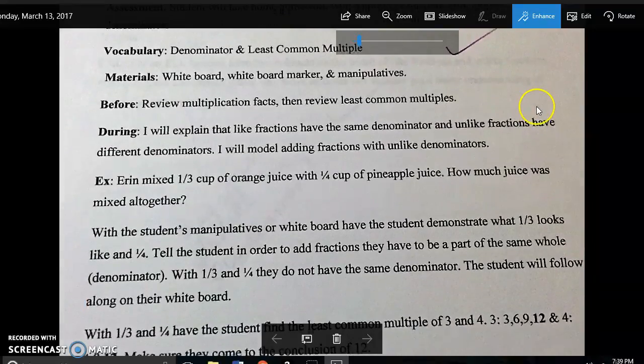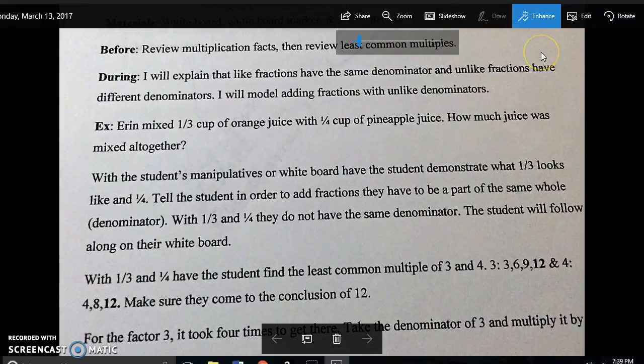The example I used when we did it together was that Aaron had 1/3 cup of orange juice with 1/4 cup of pineapple juice. How much juice was mixed all together? With the manipulatives, or with the whiteboard, I had the student demonstrate what 1/3 looked like and what 1/4 looked like.